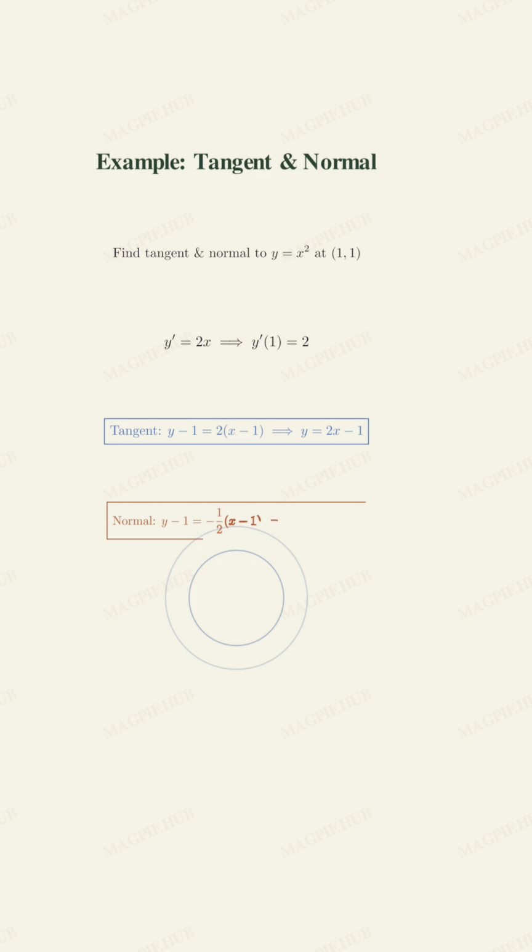Simplifying, y equals 2x minus 1. Normal slope is negative 1 over 2. Normal equation, y minus 1 equals negative 1/2 times x minus 1. Simplifying, y equals negative x over 2 plus 3 over 2.